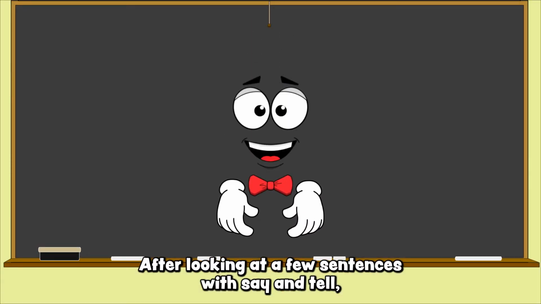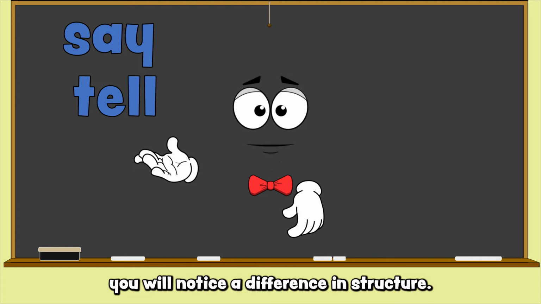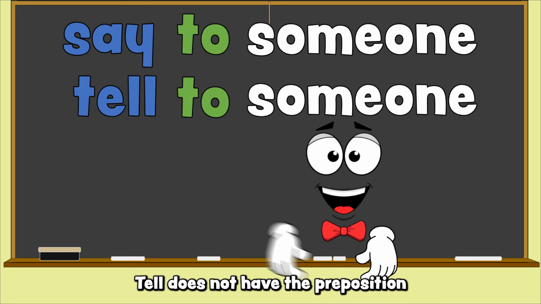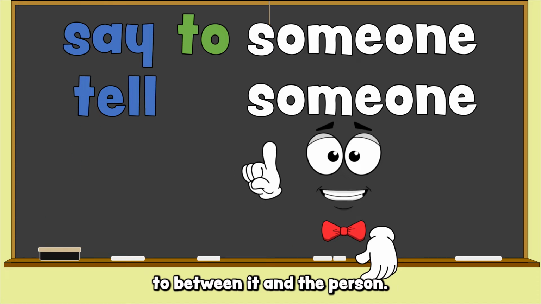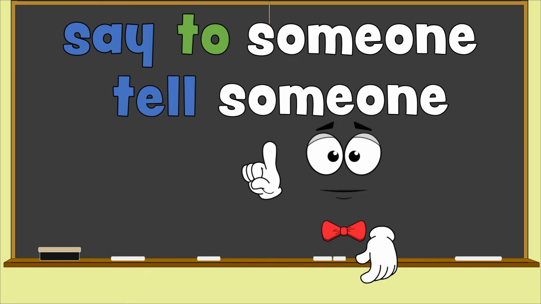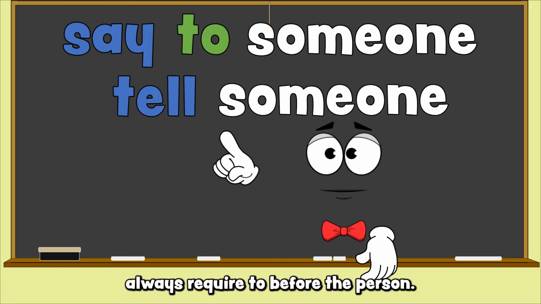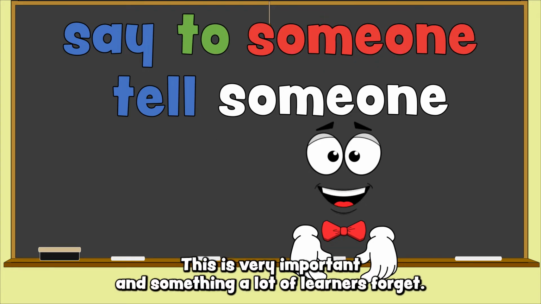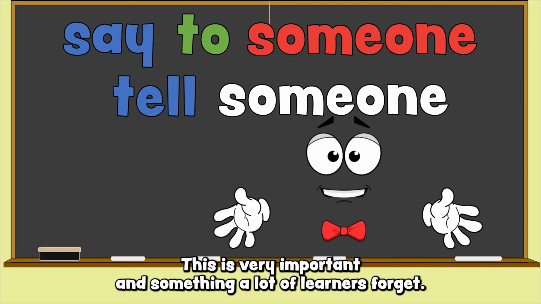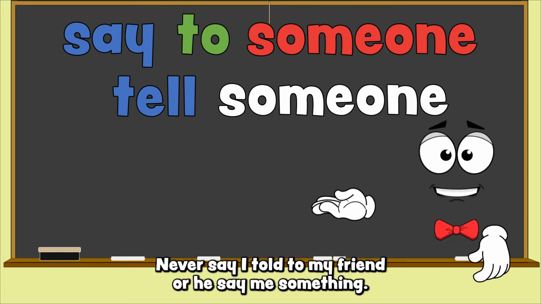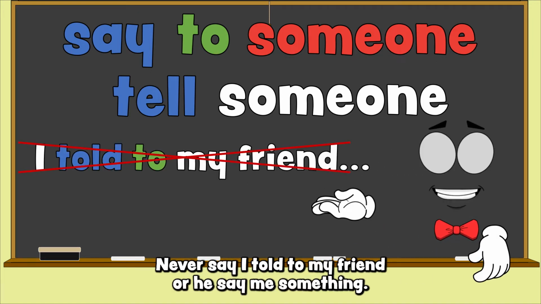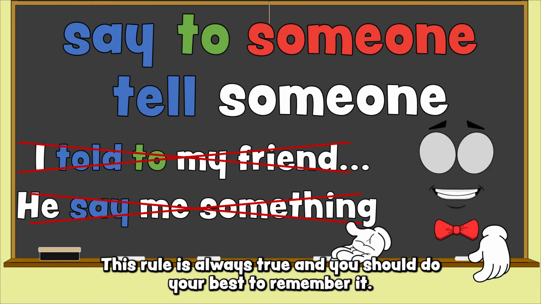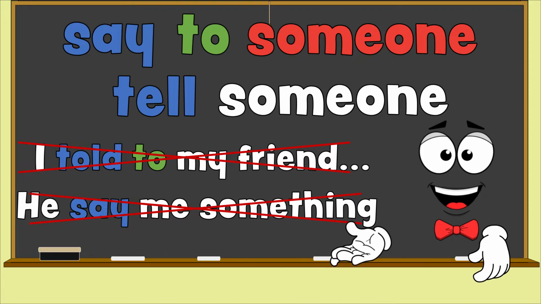After looking at a few sentences with say and tell, you will notice a difference in structure. Tell does not have the preposition to between it and the person. The sentences with say always require to before the person. This is very important and something a lot of learners forget. Never say, "I told to my friend," or "he say me something." This rule is always true, and you should do your best to remember it.